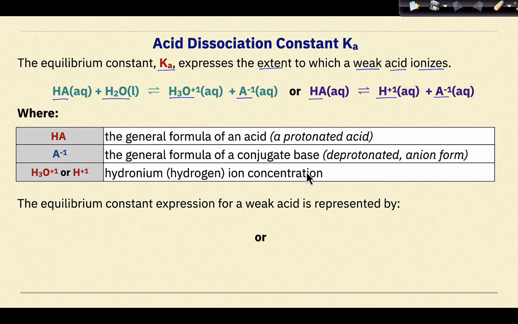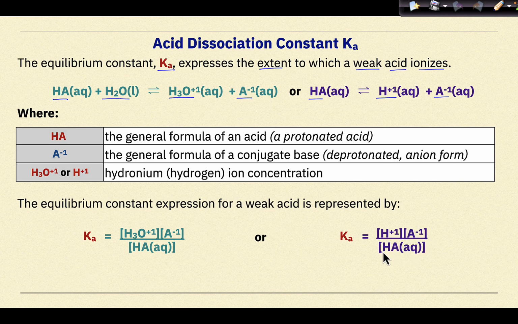hydrogen ion concentration. The equilibrium constant expression for a weak acid is represented by Ka is equal to the hydronium ion concentration times the conjugate base concentration divided by the concentration of the weak acid, or Ka is equal to the hydrogen ion concentration times the concentration of the conjugate base divided by the concentration of the weak acid, where Ka is the acid dissociation constant.